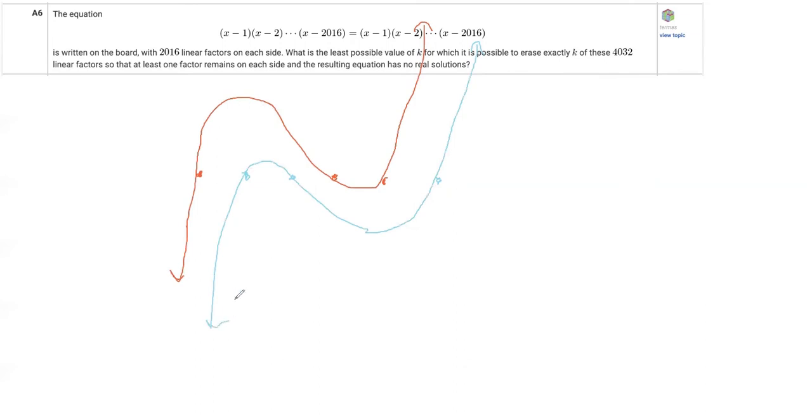So the fact that they're symmetric over this line tells us what? Oh, wait, they're not symmetric over this line, are they? Ah, they're not symmetric over this line, specifically because they're cubic.